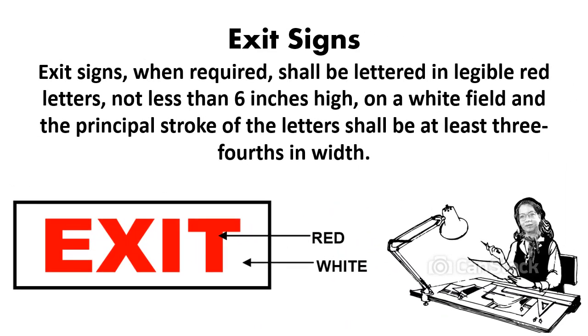Exit signs. Exit signs, when required, shall be lettered in legible red letters, not less than 6 inches high, on a white field, and the principal stroke of the letters shall be at least 3/4 inch in width.